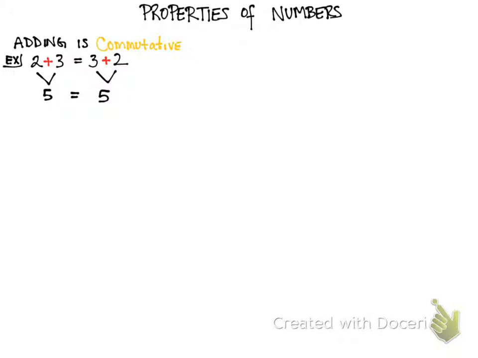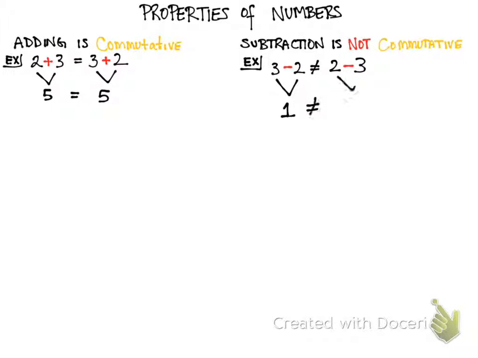But the same is not true if I try to do this for negative numbers. Subtracting is not commutative. I can't move numbers around a negative sign. If we try that, 3 minus 2, that doesn't give us the same thing as 2 minus 3. If I take 2 away from 3, I'm left with 1. But if I take 3 away from 2, I'm left with negative 1. So they're not equal. They're not commutative.